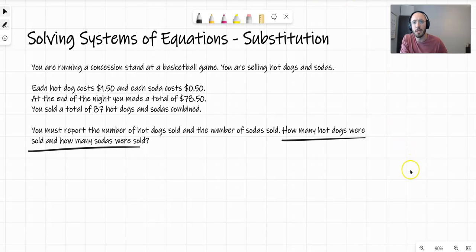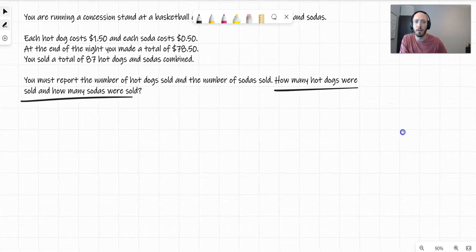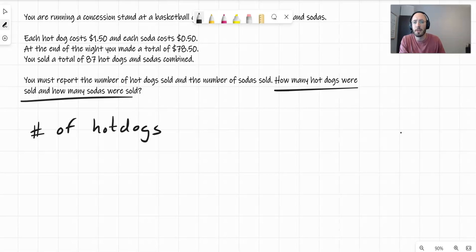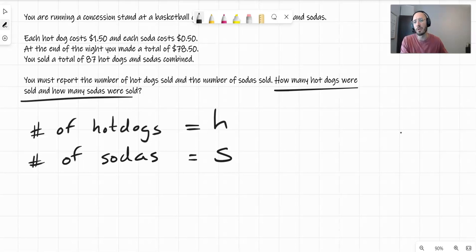So the first thing we need to do here is define our variables. Variables, as we know, represent unknown quantities. In this case, the quantities that we don't know are the number of hot dogs, and so I'll use the variable h for that, and the number of sodas. And you guessed it, I will use the variable s for soda.